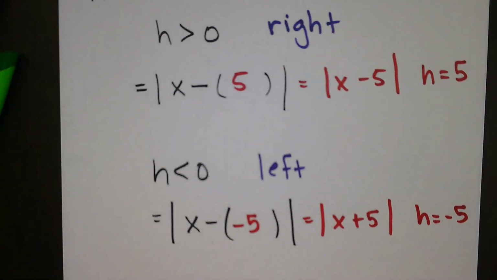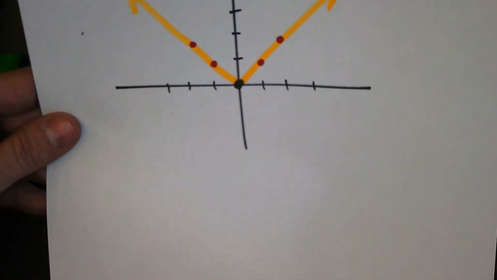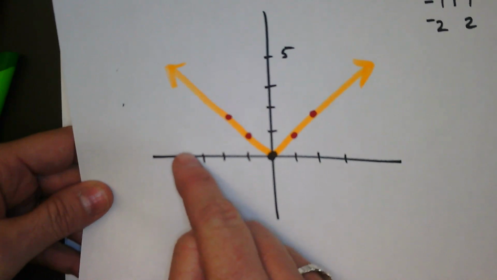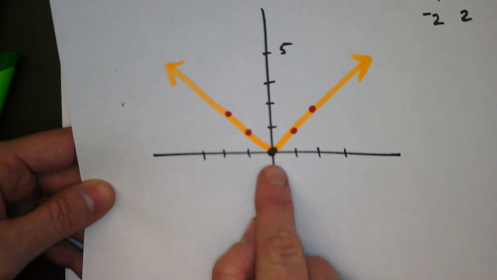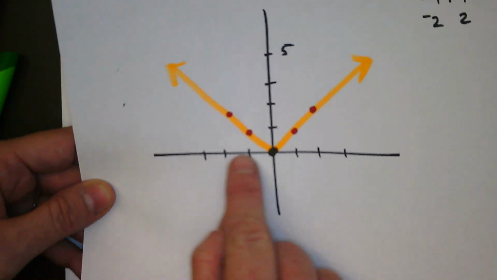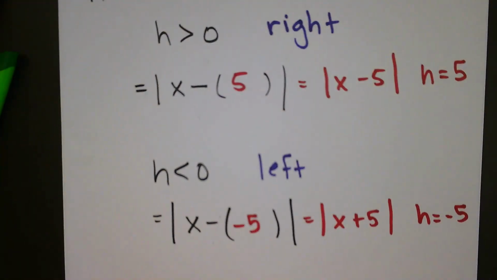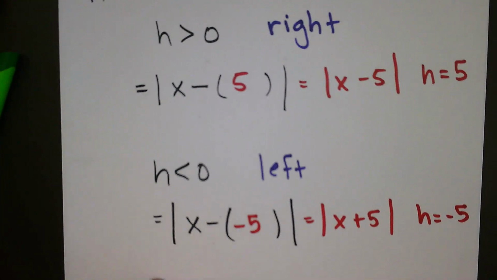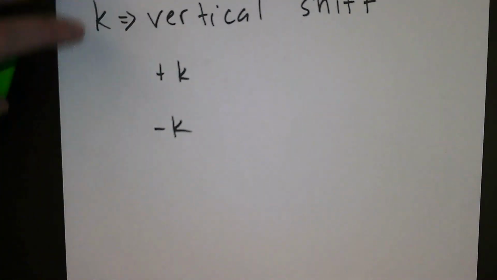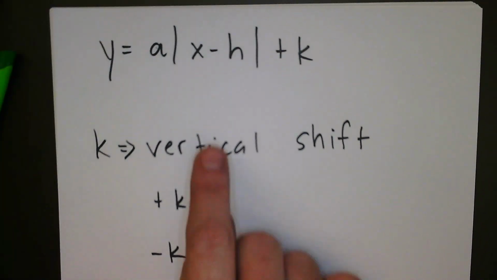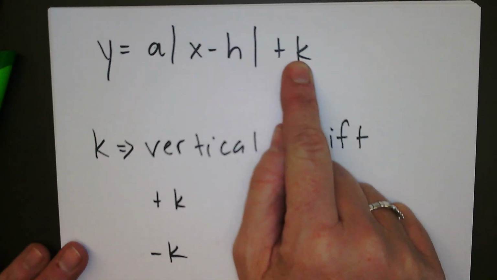So what that does to this guy is it's going to move the vertex to the left. If your H value is negative or positive, it's going to move it off of the origin. This V will move left or it will move right. And then the last thing we can look at is our K value. This is actually the easiest one. K is the value being added or subtracted on the end.